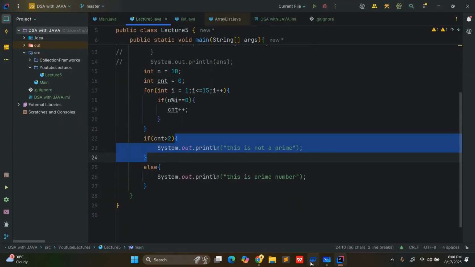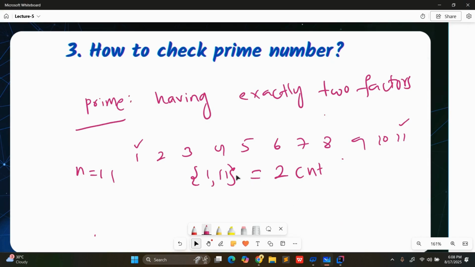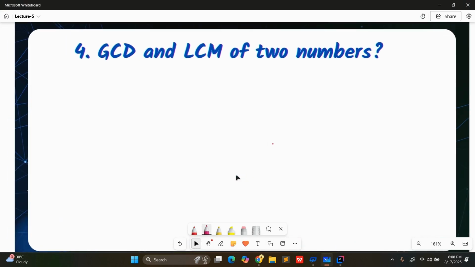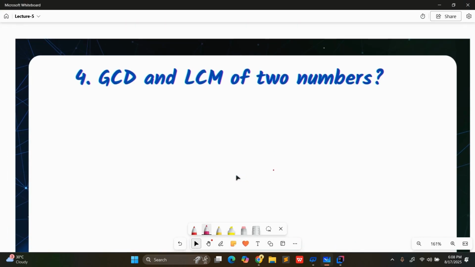Let's go for the last question, that is GCD and LCM. First I want to tell you what GCD is: greatest common divisor, right? It's nothing but the highest common factor. So how do we find the GCD of two numbers? I will have A and I will have B. If I ask you to find the GCD of A and B, what can you do? It's nothing but the highest common factor.